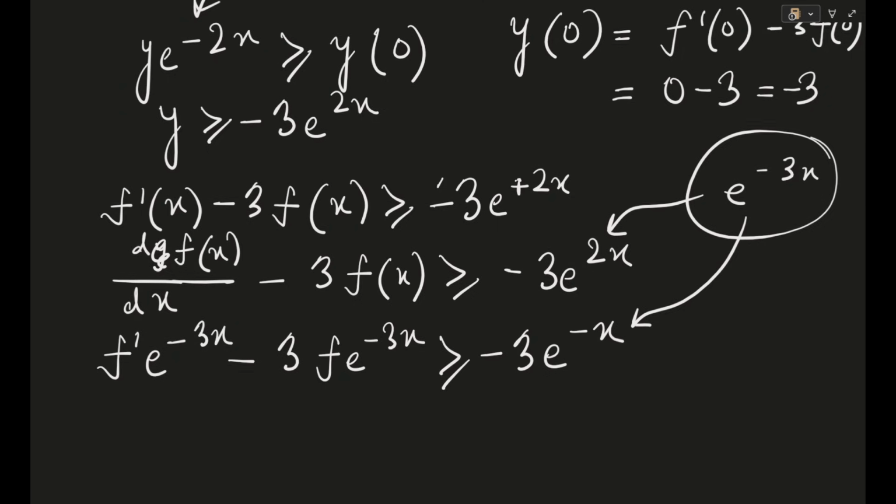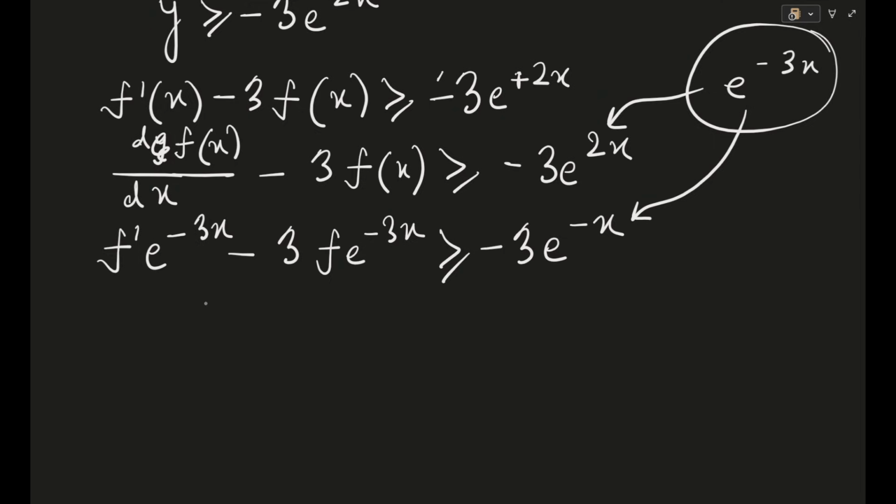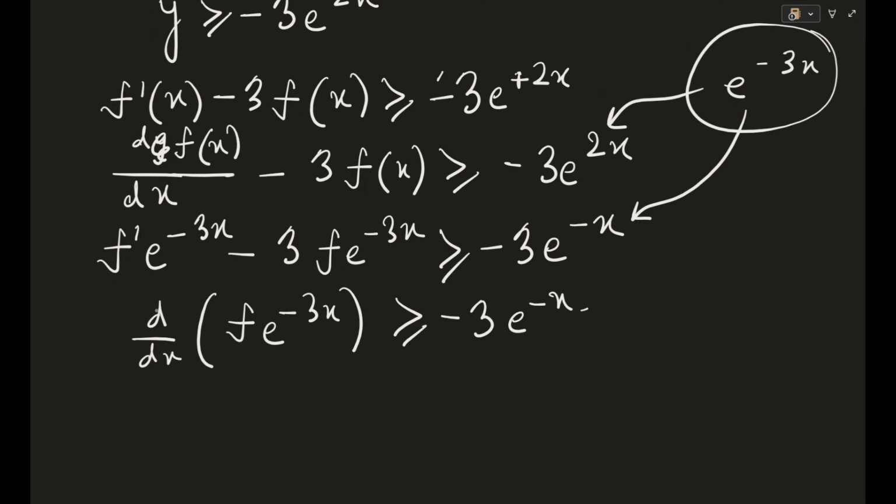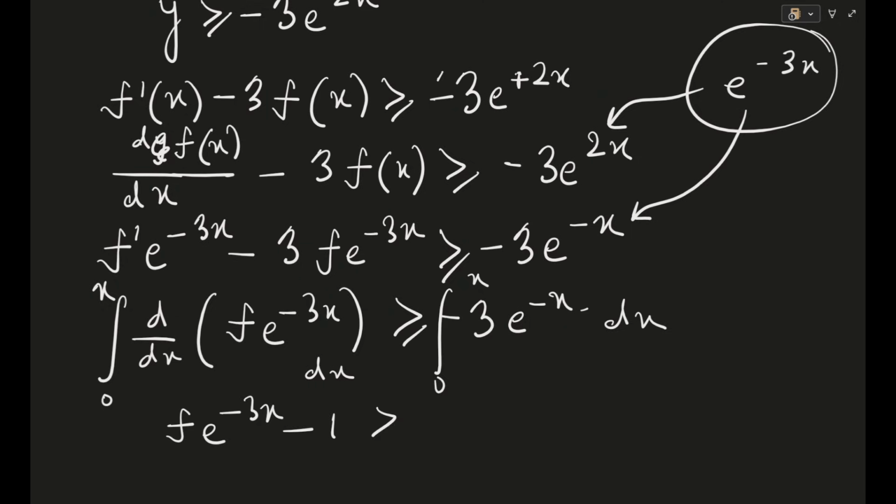No issues. Moving forward, this can now be written very easily as d/dx of f e power minus 3x greater than or equal to minus 3 e power of minus x. And if we integrate both sides now from 0 to x, this thing will become f e power of minus 3x minus 1 greater than or equal to minus 3 into 1 minus e power minus x.